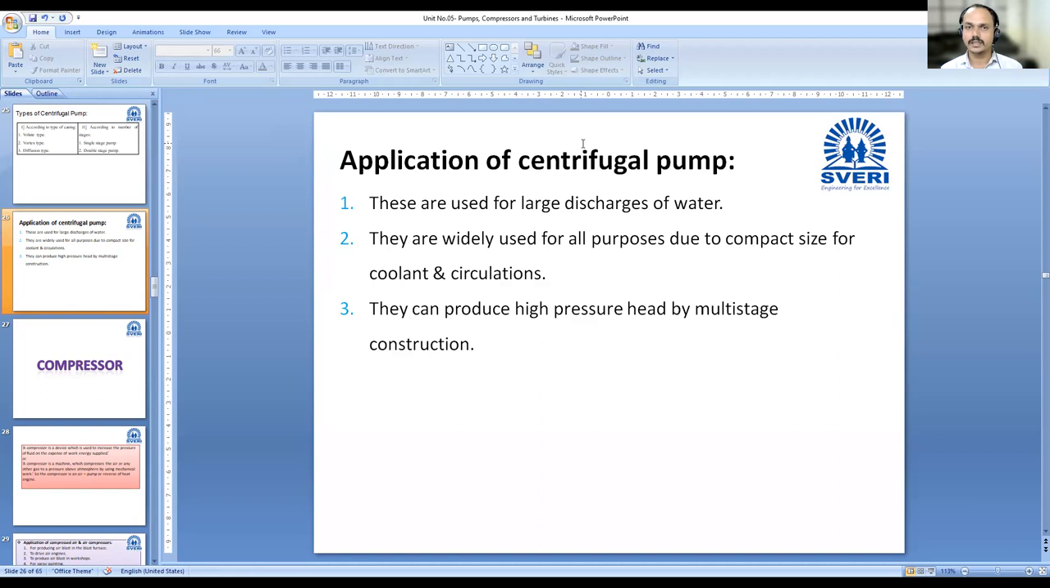If we compare this centrifugal pump with the reciprocating pump, then we can observe that there is very less vibration in the centrifugal pump, because the centrifugal pump is a very balanced device. If we look at the reciprocating pump, the vibrations are more. In reciprocating pump we get very small discharge. In centrifugal pump we get large discharge. But if we want very high pressurized water in a small quantity, then we refer to the reciprocating pump. Then they can produce high pressure head by multi-stage construction.